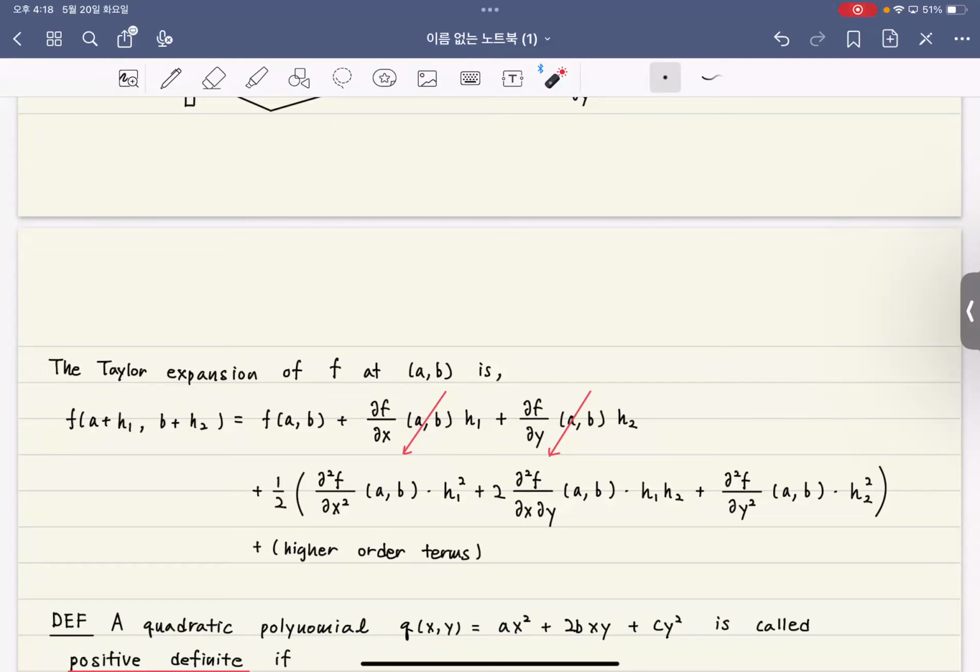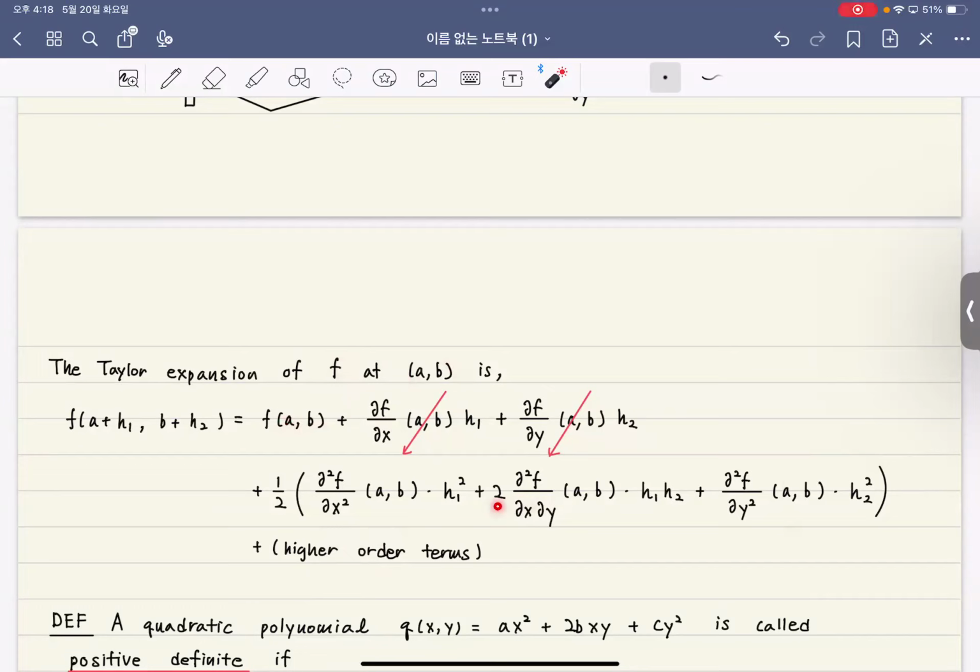And we are assuming that h1 and h2 are sufficiently small numbers. So there will be some higher order terms that depend on h1 and h2. But since we are assuming that h1 and h2 are very small numbers, small numbers raised to a higher power are almost negligible. Therefore, we can simply ignore them.